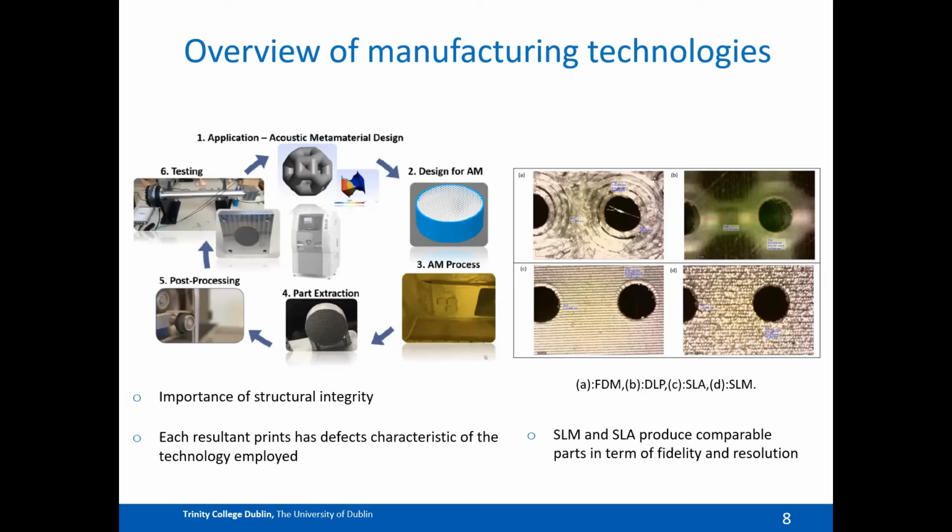So each resultant print has inherent defects that are characteristic of the manufacturing employed. FDM has remaining spurs, usually in the voids. With DLP technology, you're using an LCD screen with a UV backlight, so there's a sort of staircase effect due to the pixels. And SLM and SLA both showed the highest fidelity to the produced part, and they both use focused lasers.